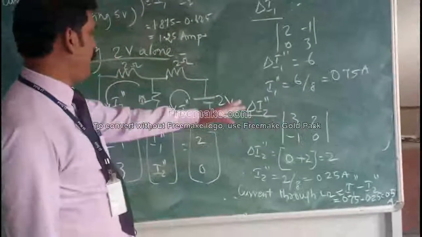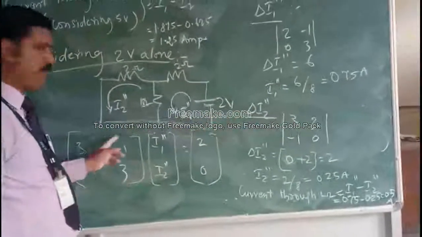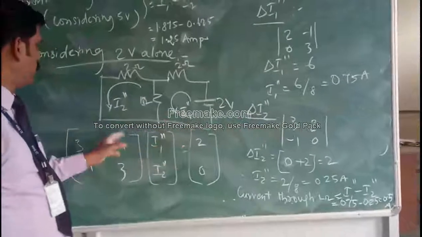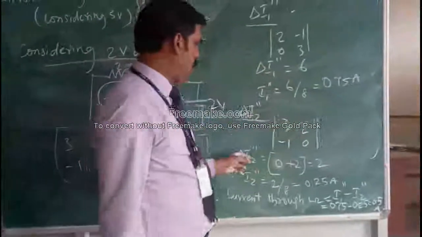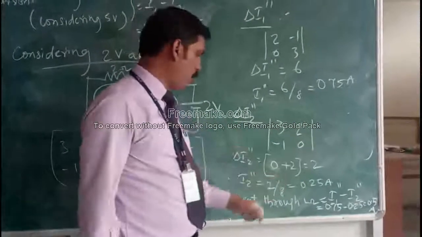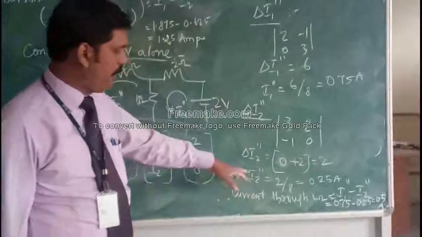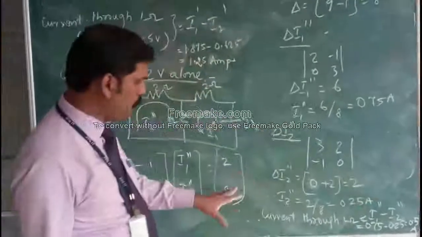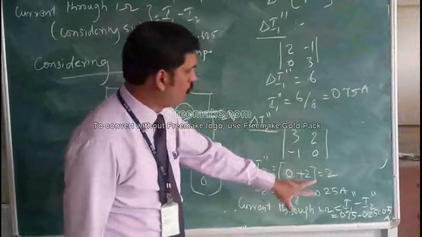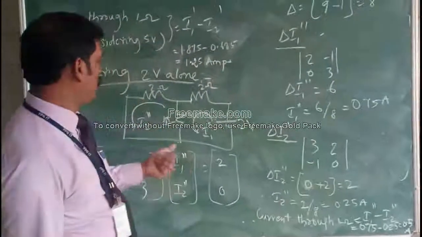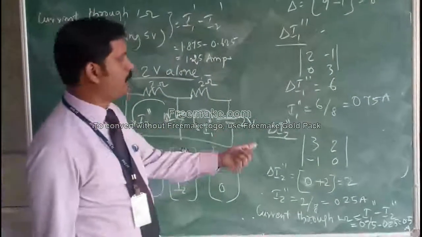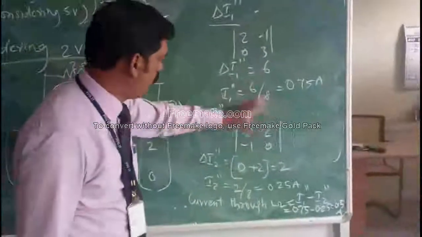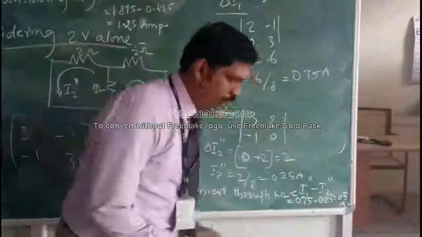Similarly, for del I2 double dash, I have to replace the second column of the resistance matrix with the voltage source elements. So 2 0. Again I got del I2 double dash equal to 2, and from that I2 double dash is equal to 2 by 8, which is 0.25 ampere. So the net current through 1 ohm, because of this 2 volts, will be I1 double dash minus I2 double dash. So it is simply 0.5 ampere.